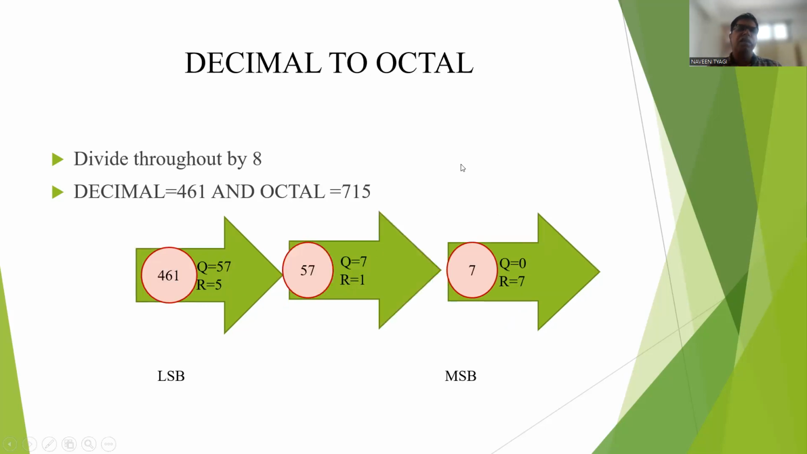Next is decimal to octal conversion, where similarly we convert a decimal number into an octal number. It is divided throughout by 8, as 461 is a decimal number which is divided by 8. We get quotient 57 and remainder 5. Again 57 is divided by 8, we get quotient 7, remainder 1. 7 is again divided by 8, we get quotient 0, remainder 7. That is the last, when we get quotient 0 and remainder 7, which is known as our MSB, and the previous ones from the start are known as our LSB. We move from right to left, and that represents our octal number 715.